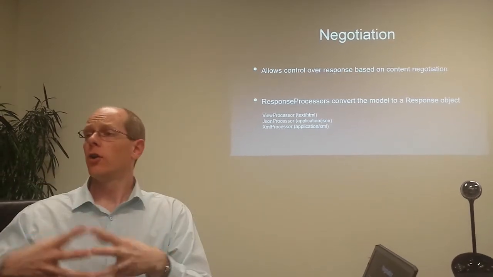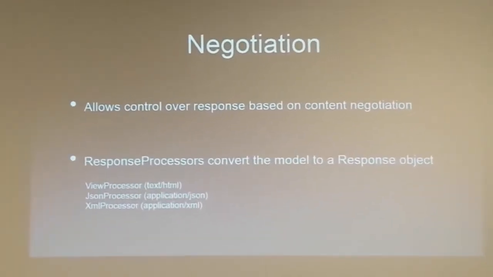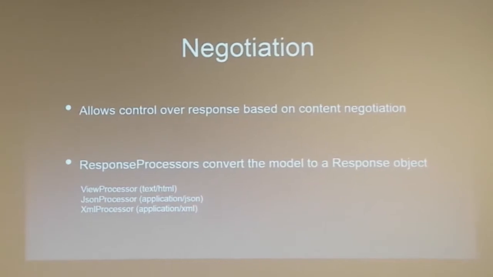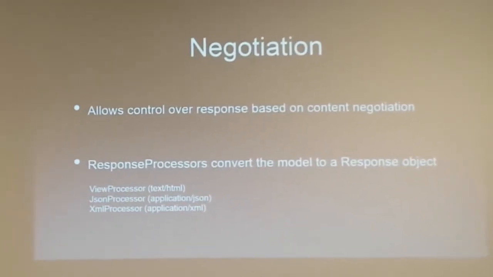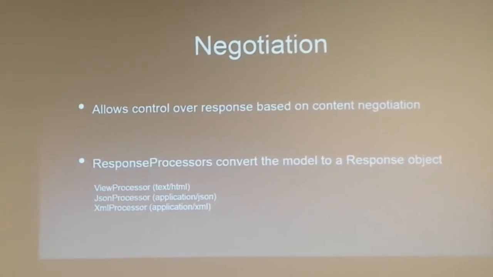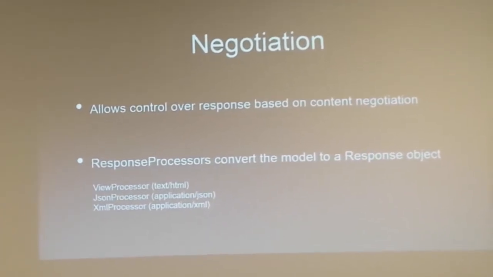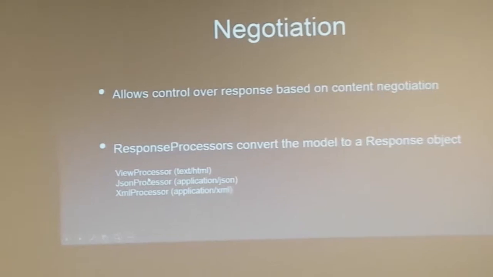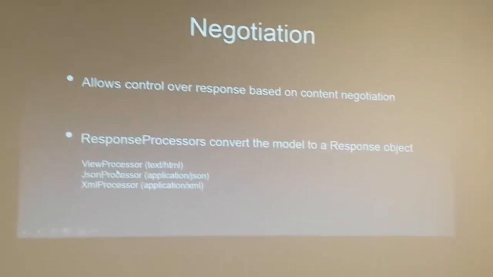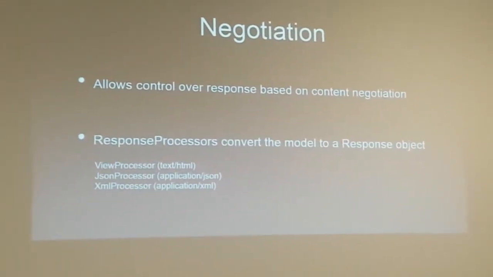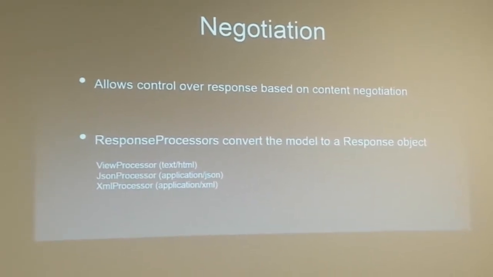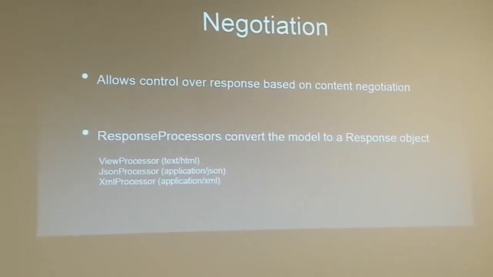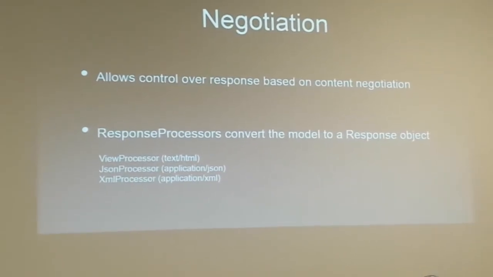We have a lot of control over the way we do content negotiation. Out of the box, Nancy will do JSON and form encoded data. But if we want to do our own encoding, we can supply a processor. So you can see we've got a few things there. By default, you get a view processor that will take your model and try to process that with a view engine. That's the super simple approach. Or we can send it back as JSON through the JSON processor or XML and so forth.